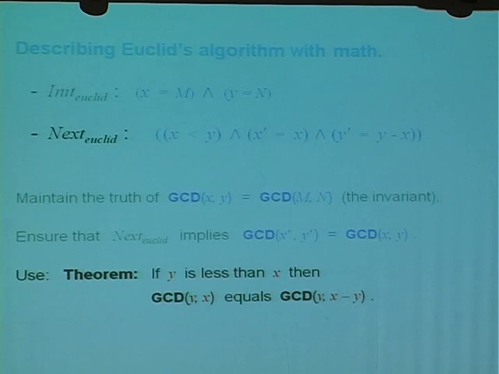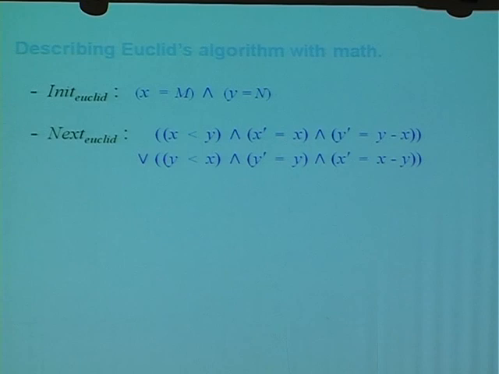Now, let's substitute the other way around in this theorem. Substitute Y for P and X for Q. And we see that if Y is less than X, then the GCD of Y and X equals the GCD of Y and X minus Y. So that tells us that this formula, Y less than X and this, implies that the GCD of X prime, Y prime equals the GCD of X, Y. Since this implies this and this implies this, then the disjunction implies it. Because if the disjunction is true, then one of those two formulas is true, and since each of those two formulas implies this formula, then that formula is true. So I've constructed this next state relation so that it guarantees that if the invariant is true in the first state, then it's true in the next state.